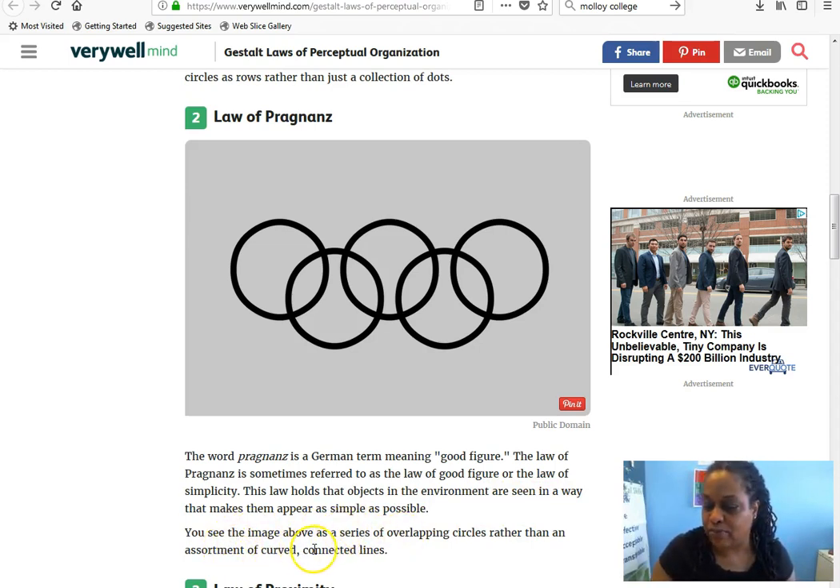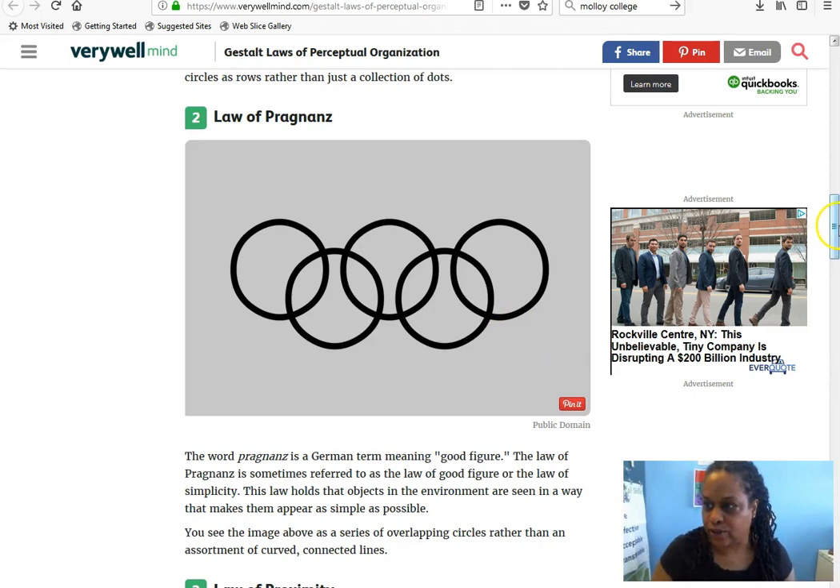You see the image above as a series of overlapping circles rather than an assortment of curved, connected lines. So when you look at this, the first thing you see is a circle here, a circle here. You don't look at it and automatically say, I see a vase here with an oval. So you go to the simplest. Some people say, oh, I see the Olympics when I look at this. So this is how you psychologically, visually perceive this as overlapping circles.